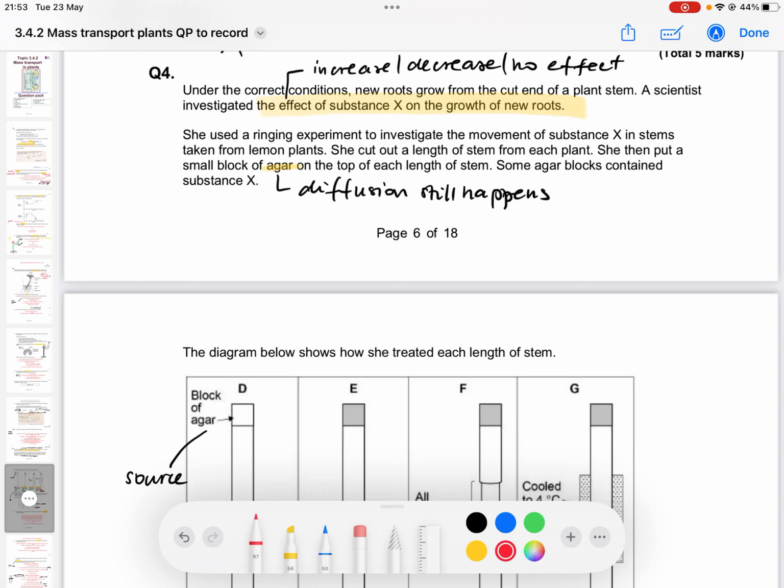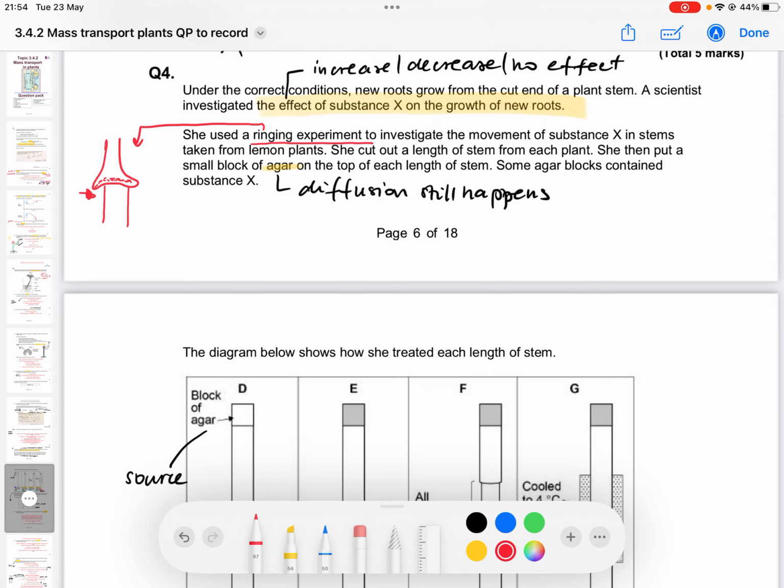Another very important piece of information is about the ringing experiment. If you remember from your notes from the reading material, with the ringing experiments, if you cut off part of the phloem, so imagine this is the section that you've cut over there, and the phloem has been cut off, the sugars will accumulate above the cut.